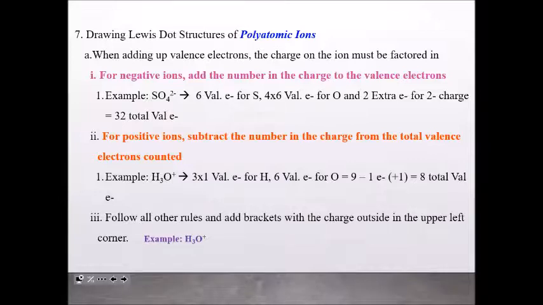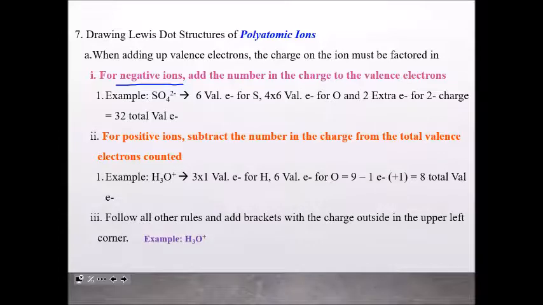So, the issue with the polyatomic ions is if it's an anion, the negative ones, these guys right here, you have to account for the charge. So if it gains electrons and has a negative charge, then you have to add that to the valence electron number. So for sulfate up here, since the sulfur has 6, the oxygen is 4 times 6, that gives us 24, but because it has a -2 charge on it, we have to add in 2 extra electrons. For the positive ions, you would subtract the number in the charge.